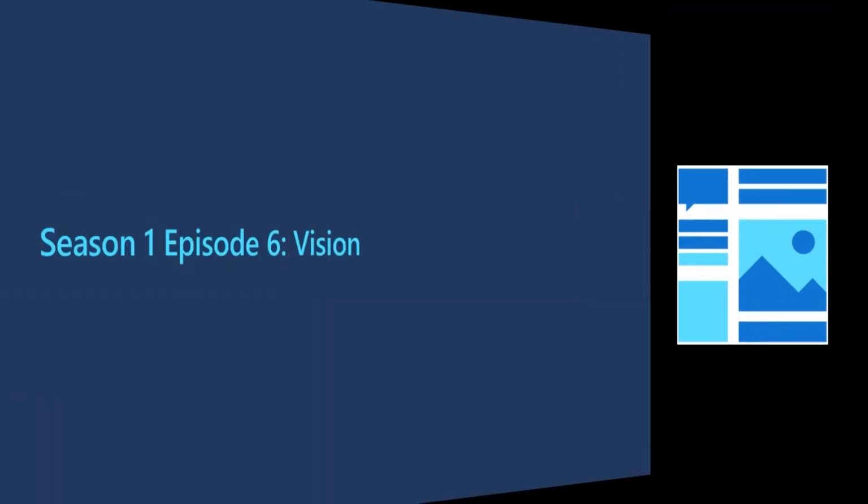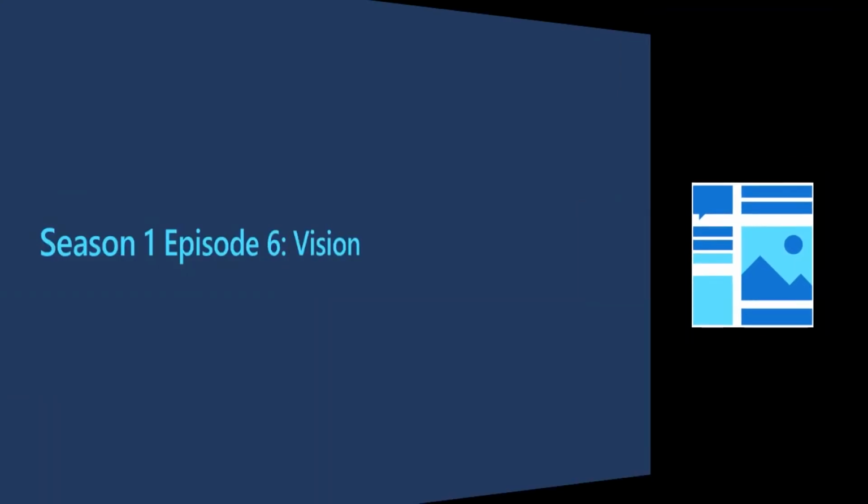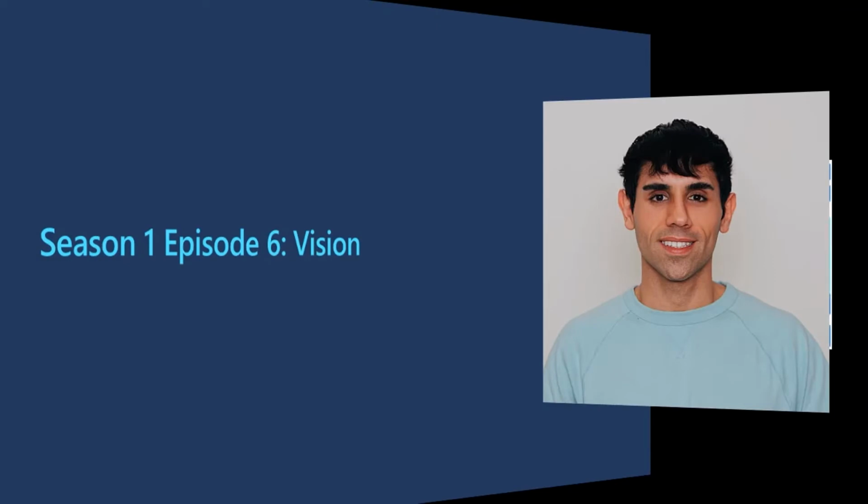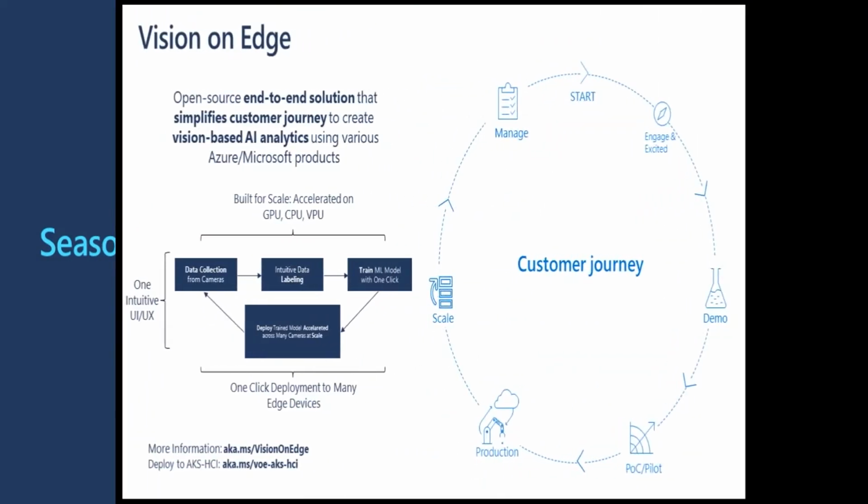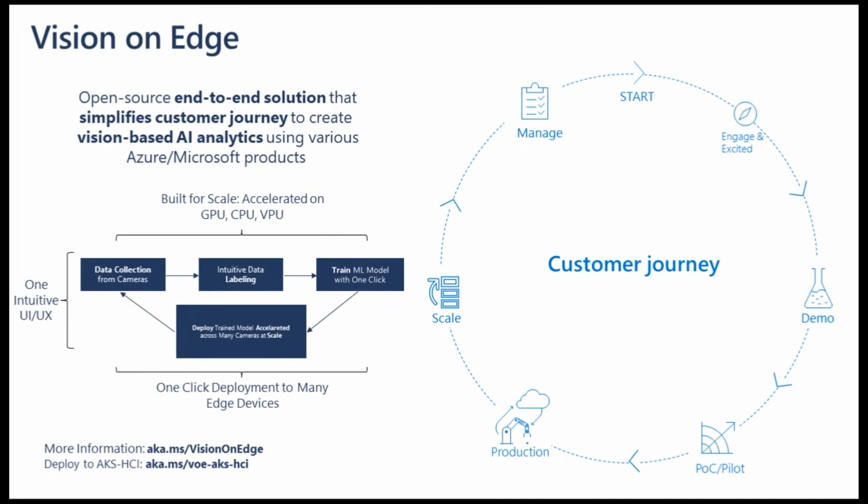Previously, on introducing AKS HCI, Jing has introduced GMSA non-domain join, removing one of the barriers of using GMSA with Windows containers. Now that we have a working Kubernetes infrastructure, we can use it to run exciting new applications and services. Payman will introduce one of these services, Vision on Edge.